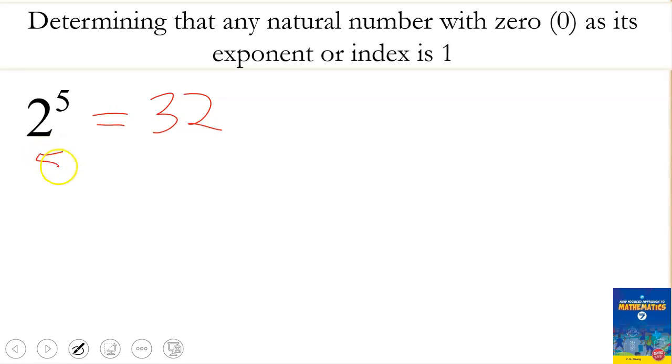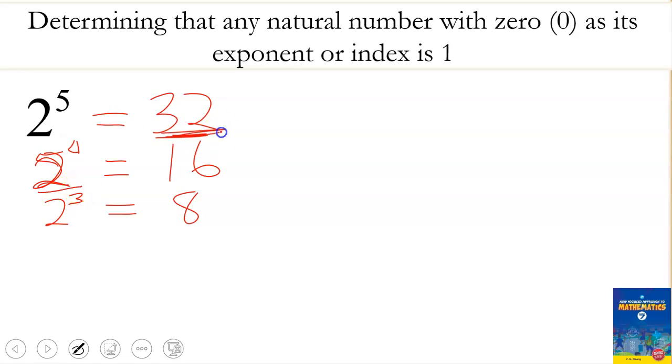If we reduce the exponent by 1 and we come to 4, then that is going to give us 16. If we reduce the exponent by 1 again, I get to 2 to the power 3, I have 8. Now let's observe a pattern here. We are reducing the exponent by 1, by 1, by 1. Let's see what happens to the result. 2 to the power 5 is 32. When I reduce it by 1 to 2 exponent 4, I divide 32 by the base 2, I get 16. Then when I reduce it to 3, I divide 16 by the base 2, I get 8.